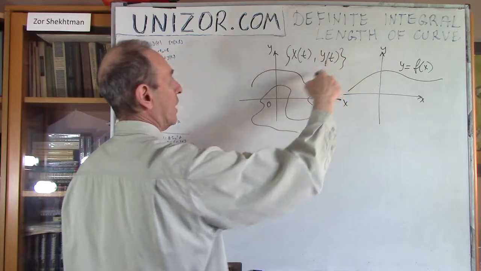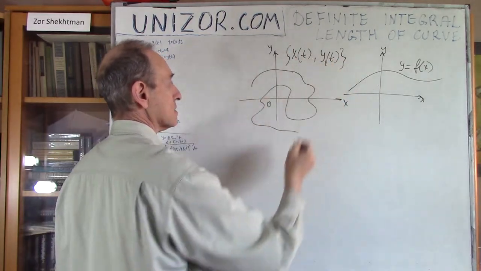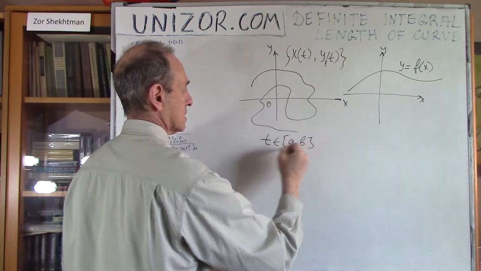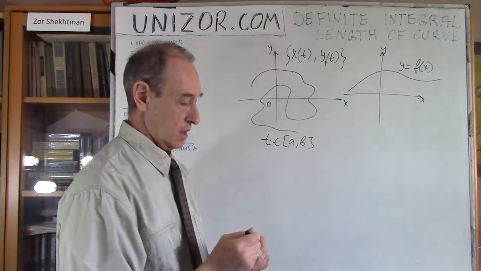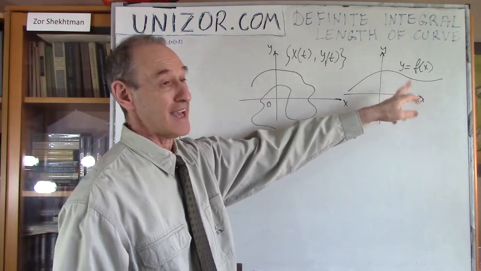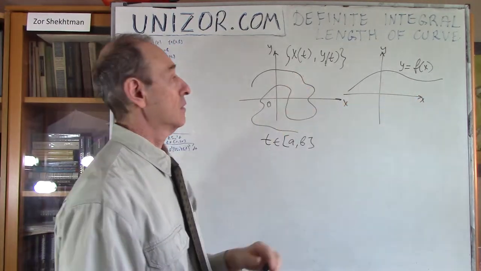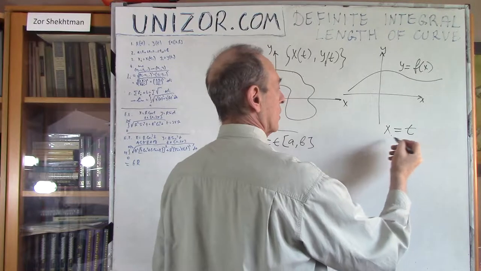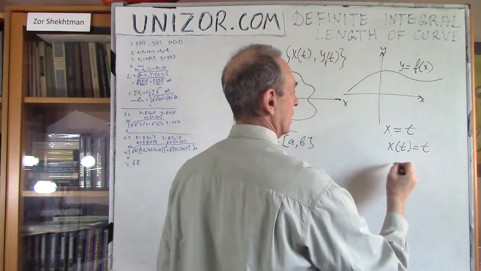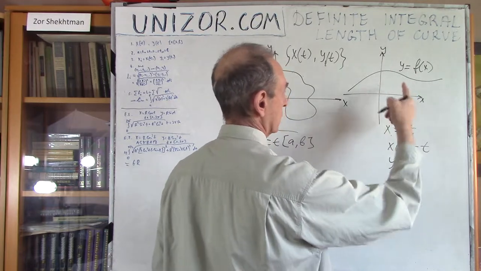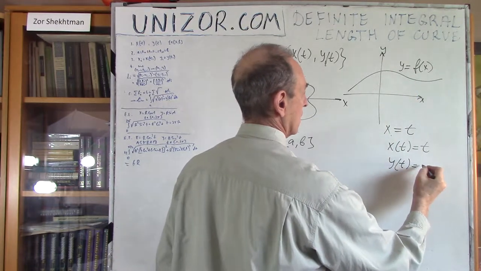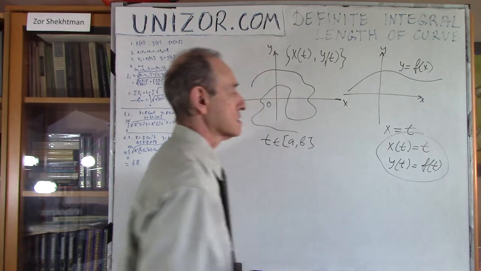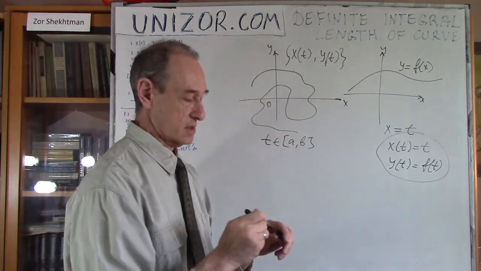So these two functions define a point on a curve based on certain parameter t, where t is from some kind of an interval from a to b. Now, this particular case is actually a particular case of this case. Why? Because you can always say that in this case, my x is actually t. So x of t is equal to t. And y, since y of t is a function of x and x is the same as t, you can say this. So this is a particular case of a general dependency.